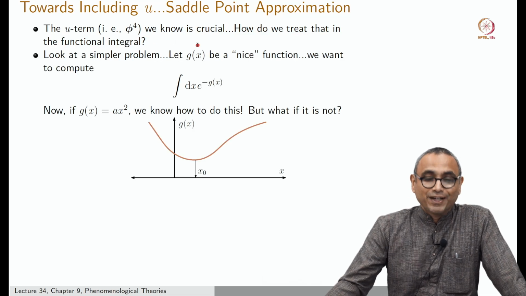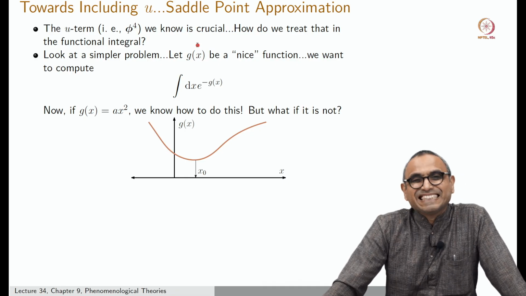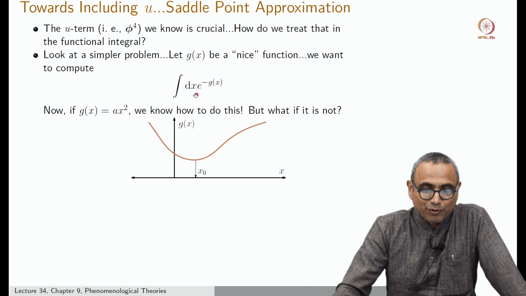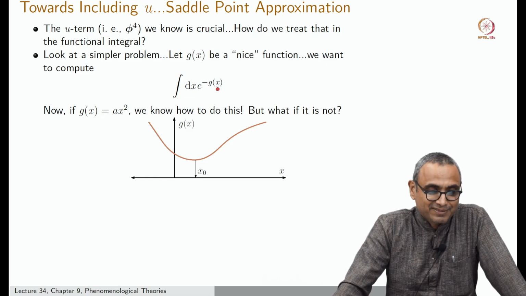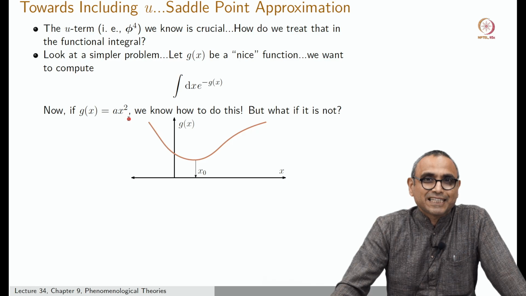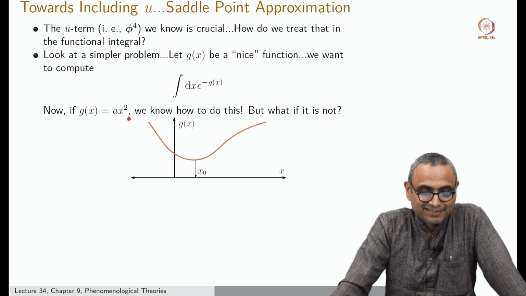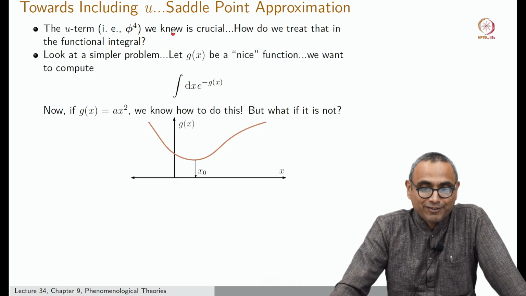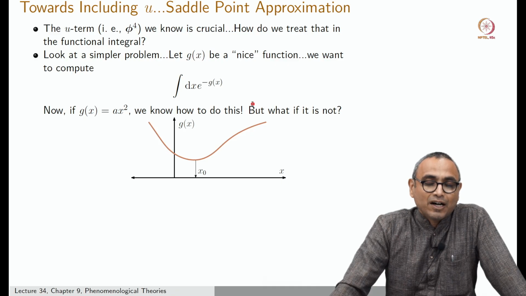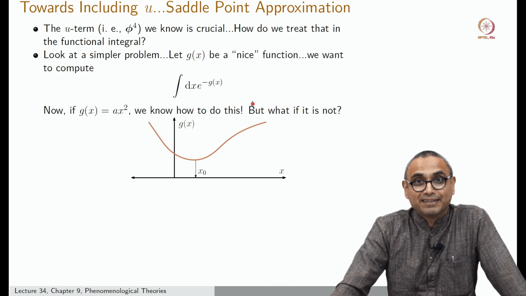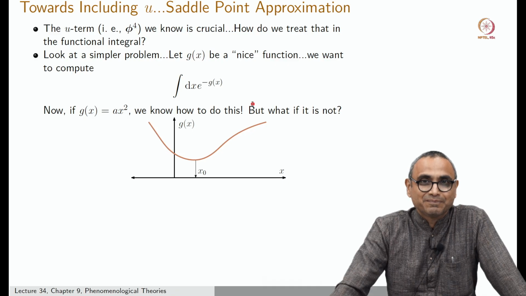So we look at a simpler problem. Imagine G is some nice function. You can take it to be some convex function or something. And what we want to do is compute the integral from minus infinity to infinity dx e to the minus G(x). If we know G(x) is equal to a x square, then there is nothing to do because that's just the Gaussian integral and you're done. But what if it is not a x square? Suppose the function is something like this. How do we evaluate this integral? First thing is that we may not be able to evaluate it exactly, so we have to come up with some approximate method to do this. So what would that be?